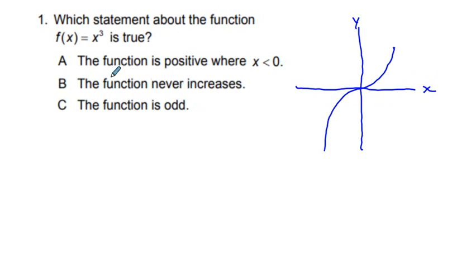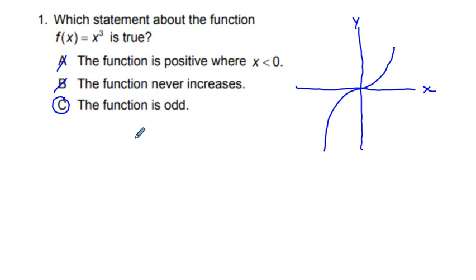And so the function is positive where x is less than 0. No, when x is less than 0, the function is negative. So A is not right. The function never increases? Well, as we go left to right, the function is always increasing. So this function is answer choice C, which is odd.